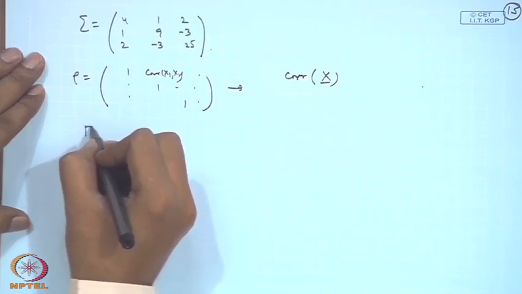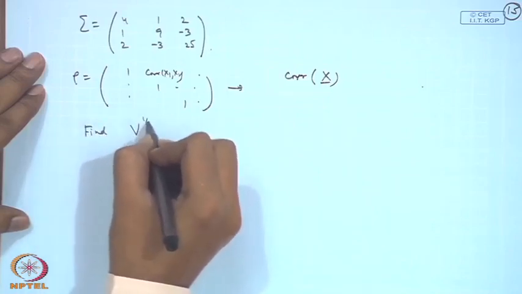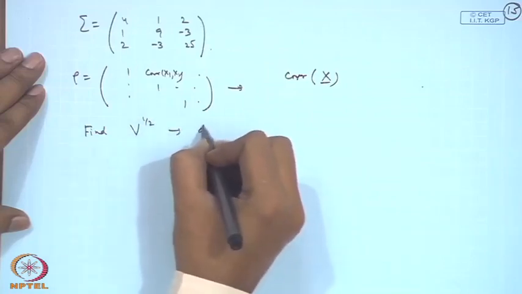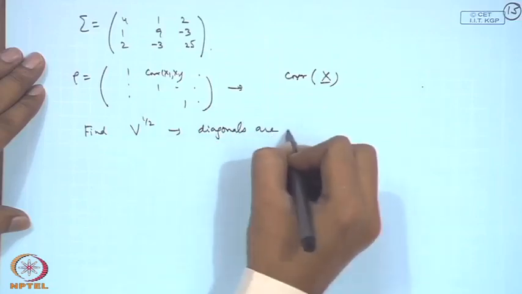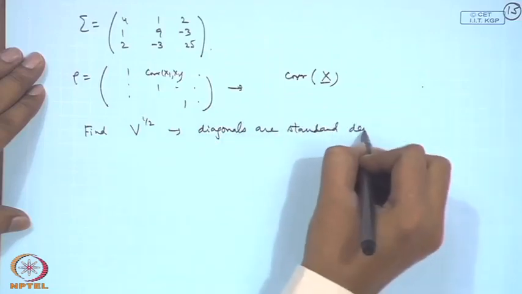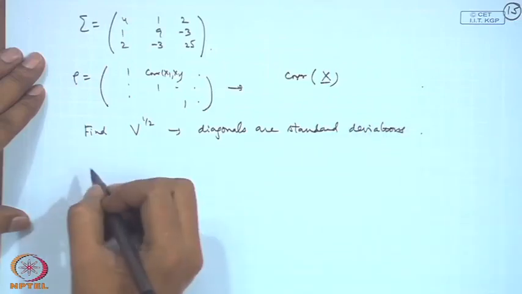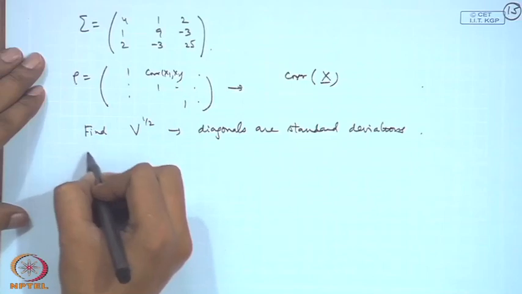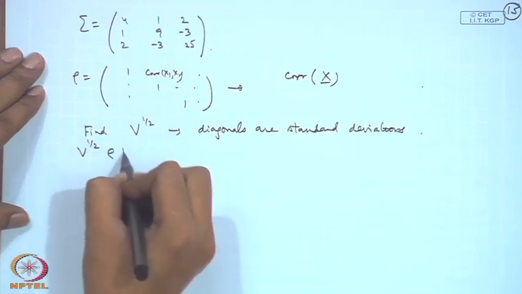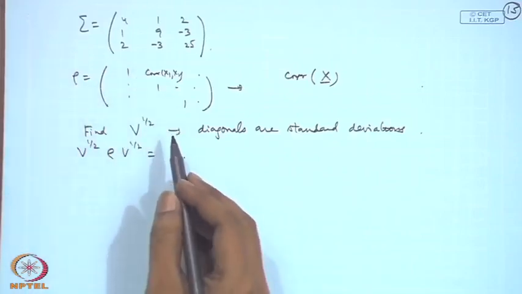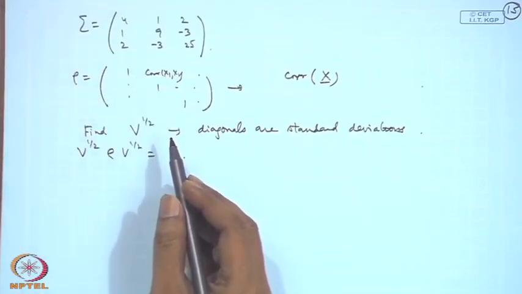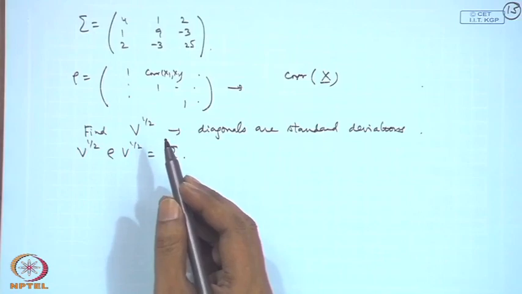Consider, find V half, where the diagonals are standard deviations, and find rho, and also show that V half rho V half is equal to sigma for this particular case. See, this is an interesting thing because you can do the manipulation with the variance covariance matrix because of the positive semi definiteness of the matrix. This is very important because it has a spectral decomposition, you can have a Gram decomposition as B B transpose, etcetera. So, a lot of nice properties are coming here.